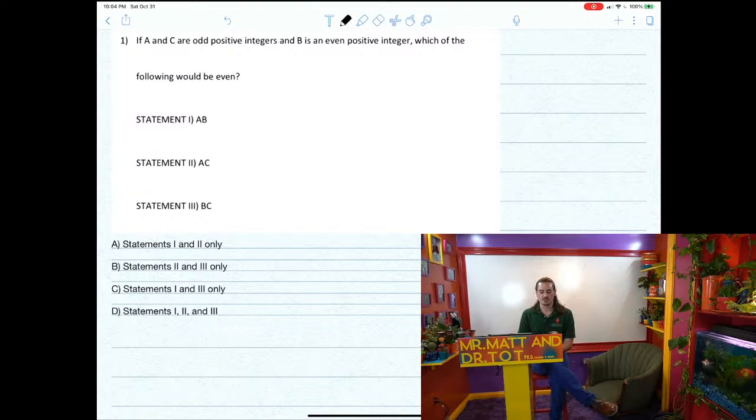The answer selections are A, statements 1 and 2 only, B, statements 2 and 3 only, C, statements 1 and 3 only, and D, statements 1, 2, and 3. I'll give you 3 minutes, and then I'll give you the answer.